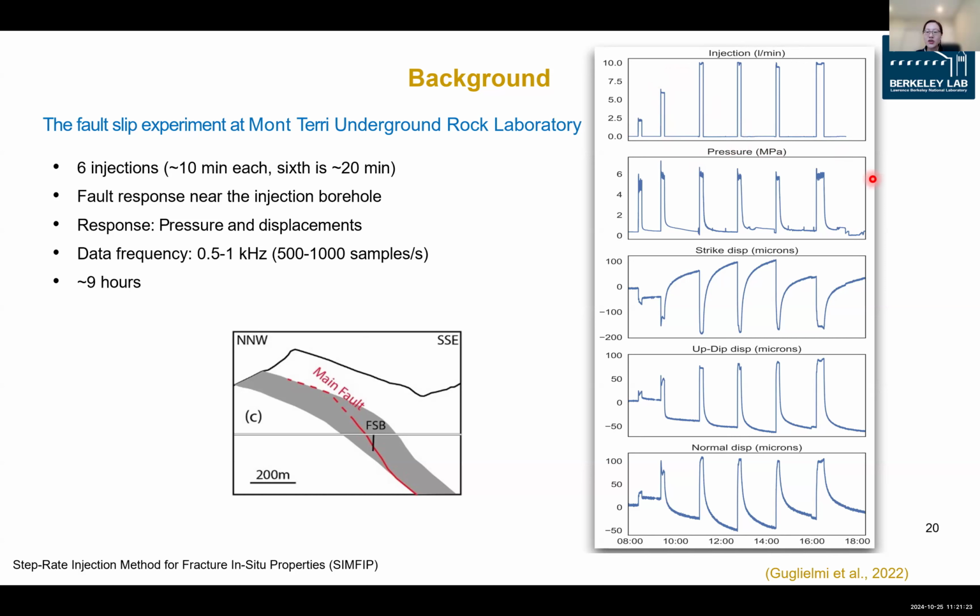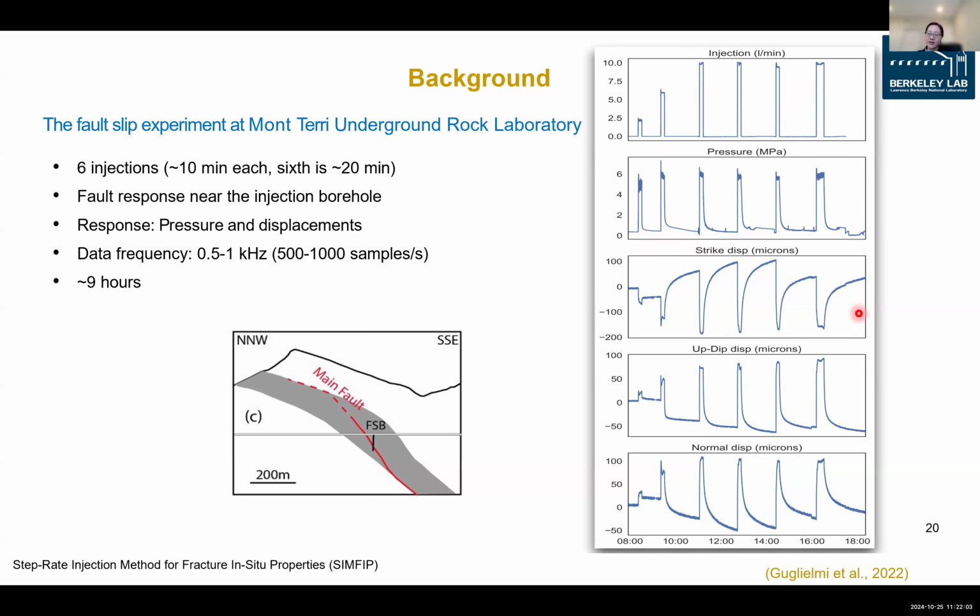The pressure and 3 components of displacement were monitored using the SIMFIP technology developed by Yves Guglielmi. The data frequency is very high. The figure itself has already been stretched horizontally. If you stretch it further, you will see that the data is a lot, like 500 to 1,000 samples per second. This entire test lasts about 9 hours, with 10 minutes of injection for each cycle, except 20 minutes for the last cycle, and 45-minute shut-in periods.